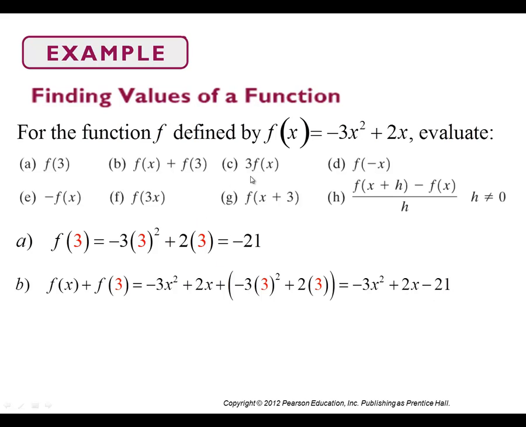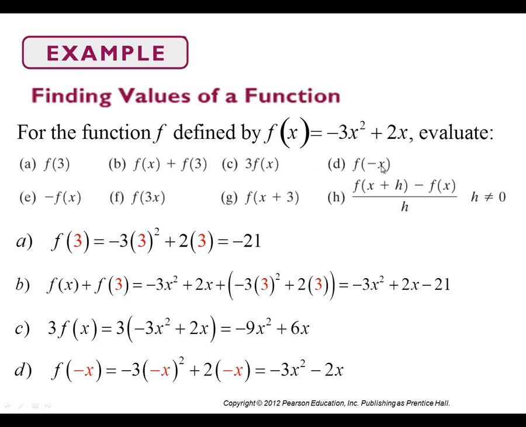Okay, C. Here, what this means is you're going to multiply 3 times the whole function. So really what you're doing is putting parentheses around this function and distributing the 3 into everything. So you distribute that 3, and you get negative 9x squared plus 6x.